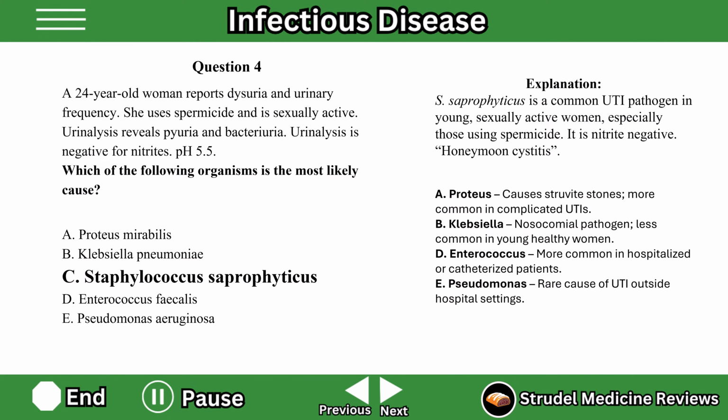Klebsiella is less common in young, healthy women. Enterococcus is less common in young, healthy women. And Pseudomonas as well is a rare cause of UTI outside of hospital settings or with, like, an indwelling catheter.